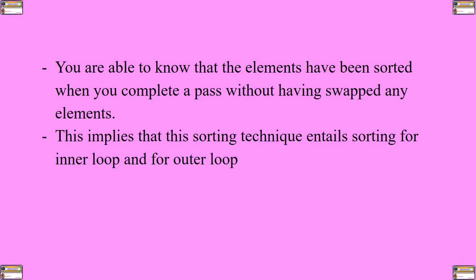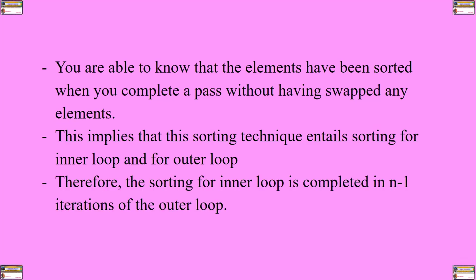This implies that this sorting technique entails a for inner loop and a for outer loop. Therefore, the sorting for the inner loop is completed in n-1 iterations of the outer loop, which means that if, for example, you have 9 elements in the array, then the sorting of the inner loop is completed in the 8th iteration, that is 9-1, if you have 9 elements.